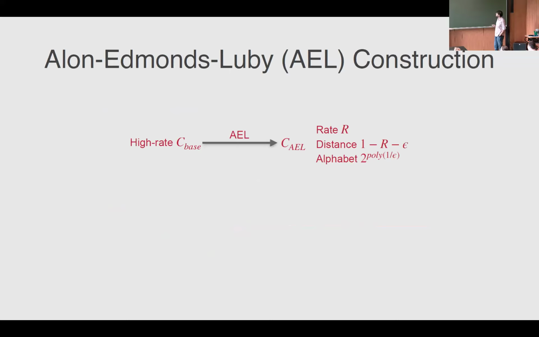So let's see what this AEL construction is. It allows us to construct codes that have rate r and distance 1 minus r minus epsilon, so near MDS. In fact, it does so by starting from any high rate base code. It is an amplification scheme. If it's high rate, it must have had low distance. We can increase its distance to whatever we desire, and rate falls near optimally according to that.